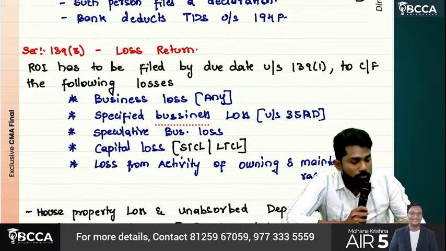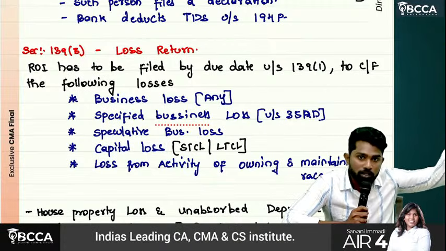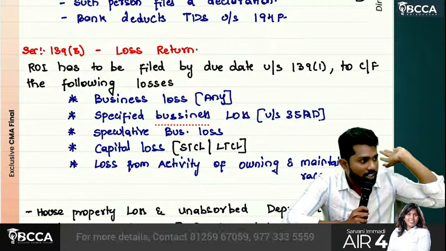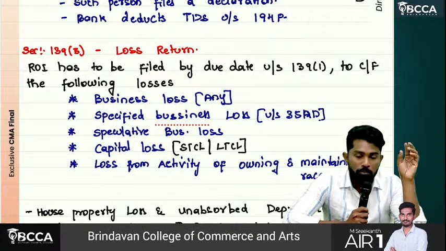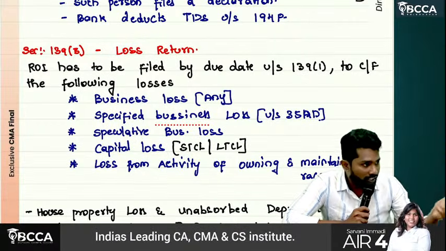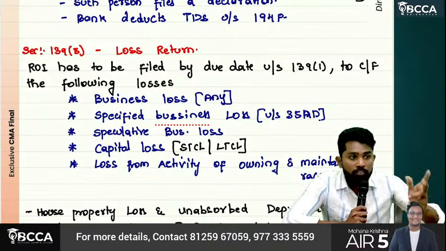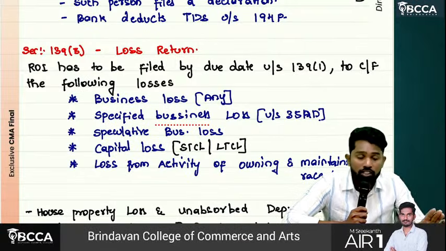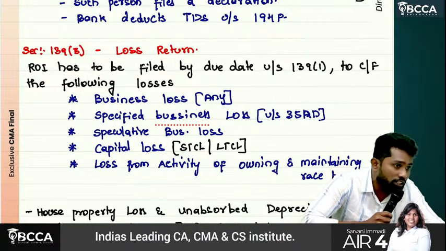Sir, this point will not be applicable to companies and firms, because companies, firms and LLPs mandatorily have to file return of income irrespective of income or loss. But individuals, HUFs, AOPs have to file return of income even though they are having losses. Why, sir? Only when they file a loss return are they eligible for carry forward of such losses.